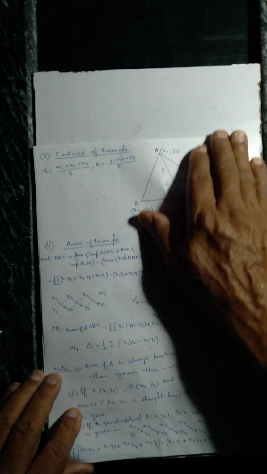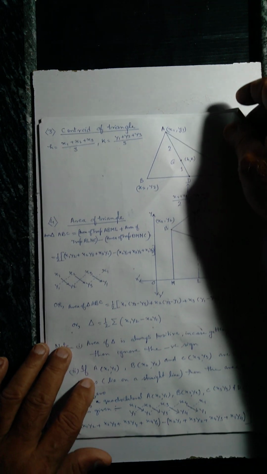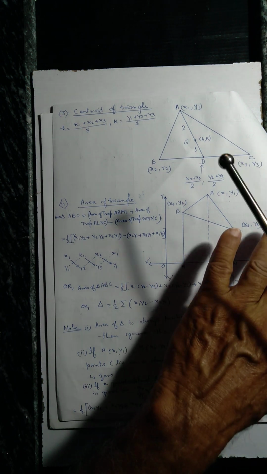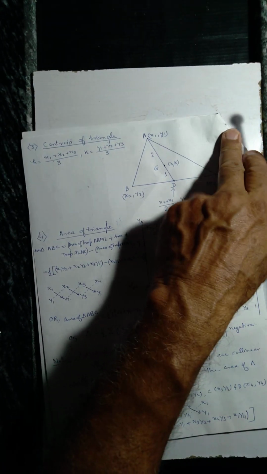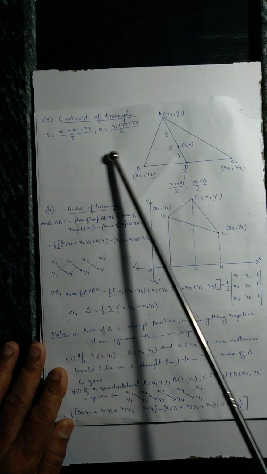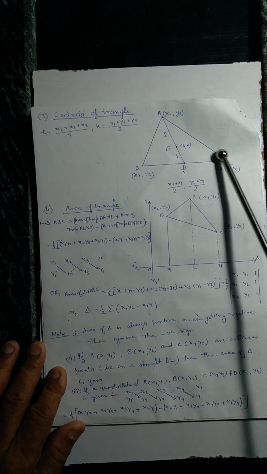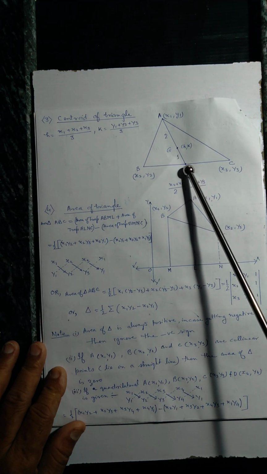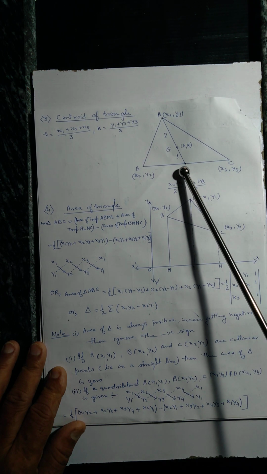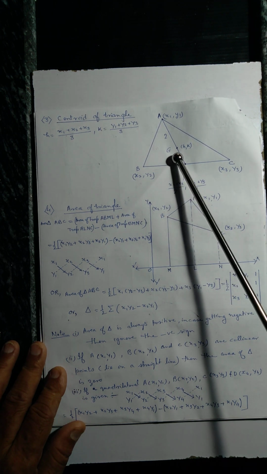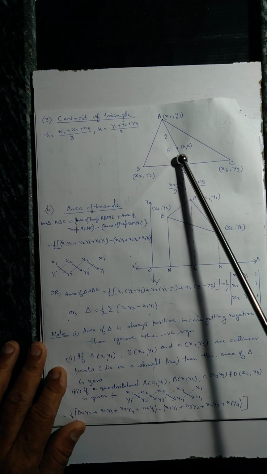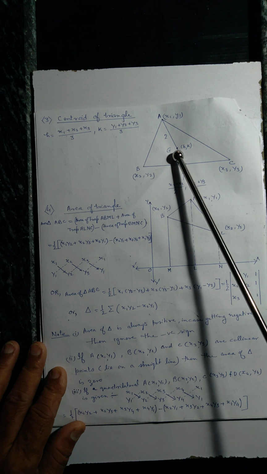Now this section formula will assist you to understand the point of centroid, which is known as where the medians intersect each other. This is the centroid of a triangle. Here ABC is a triangle and AD is the median, means D divides BC in two equal parts, that is D is the midpoint of BC. There is a point G from where all the three medians pass, and that point is known as the centroid.